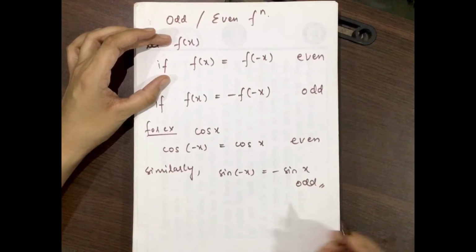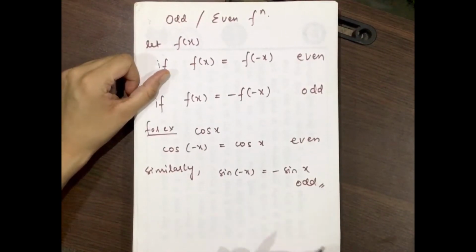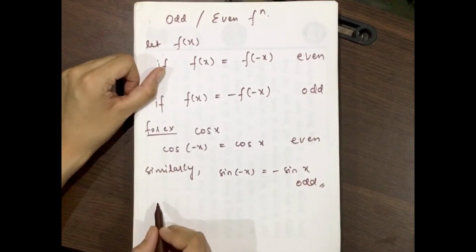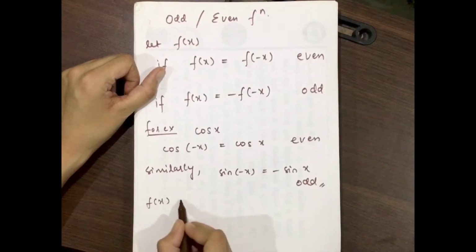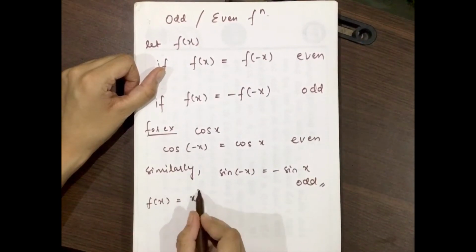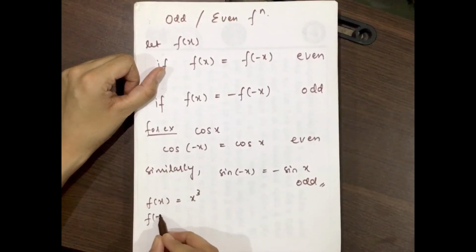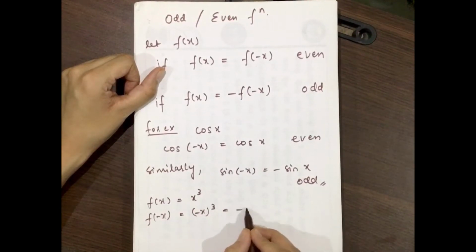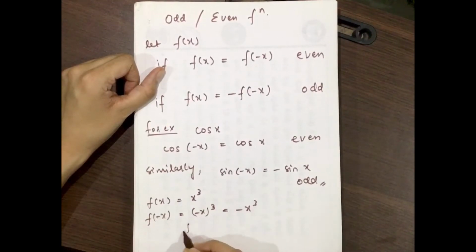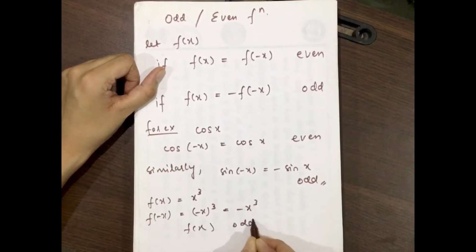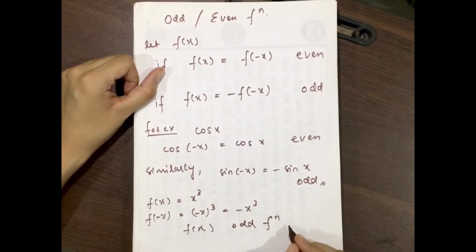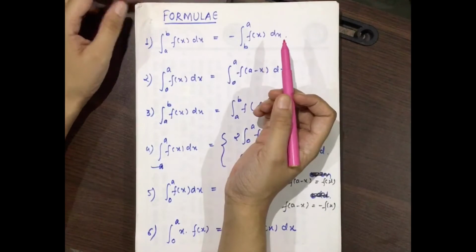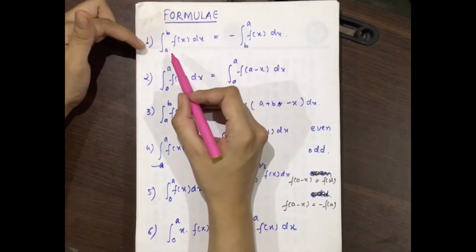Okay. Now let's take another example. Let f(x) be equal to x cube. So if we put x as -x, we get (-x) to the power of 3, that is -x cube. So it is an odd function. So this is how we check odd and even functions. And now we have a major formula list which is very important.